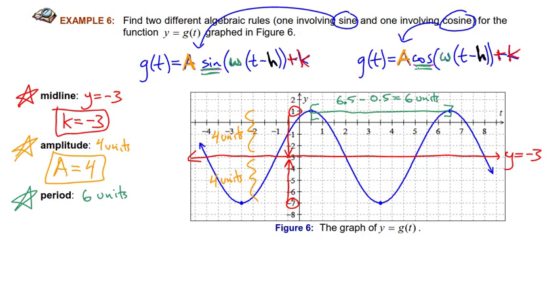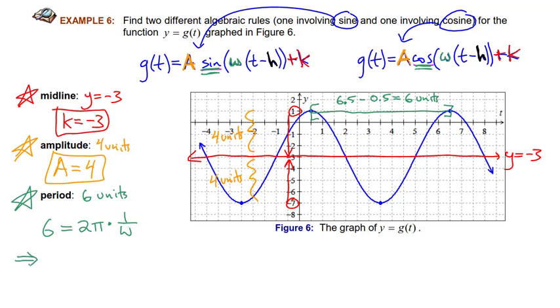And so what we need to do is take our period of 6 units and have it produced by taking the intrinsic period of sine and cosine, which is 2 pi, and then stretching it horizontally by the reciprocal of the number that we'll use for omega. So we just need to solve this expression for omega.